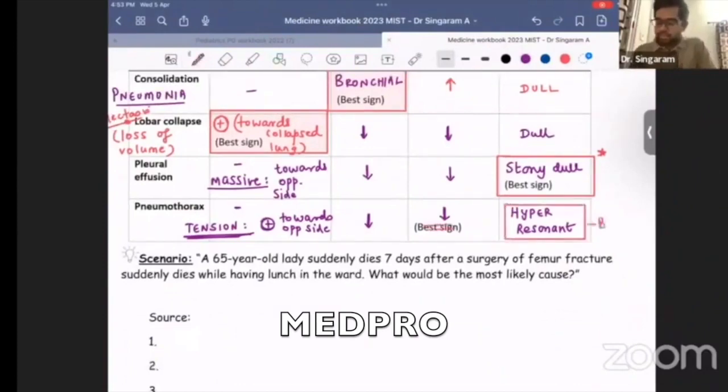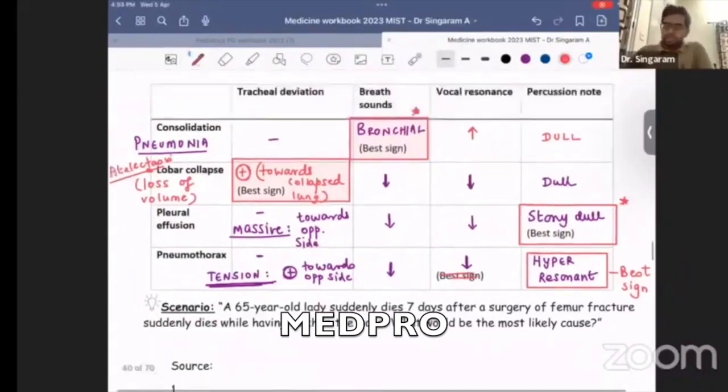This is supposed to be the best, or the characteristic sign, of pneumothorax. You will get hyper-resonant notes. Are you able to follow? It is called hyper-resonant. Very correct, very good. A hyper-resonant note is supposed to be the best sign. Are you able to follow this? Hyper-resonant notes. Clear? Please remember. I hope many of you are able to get the findings correctly.